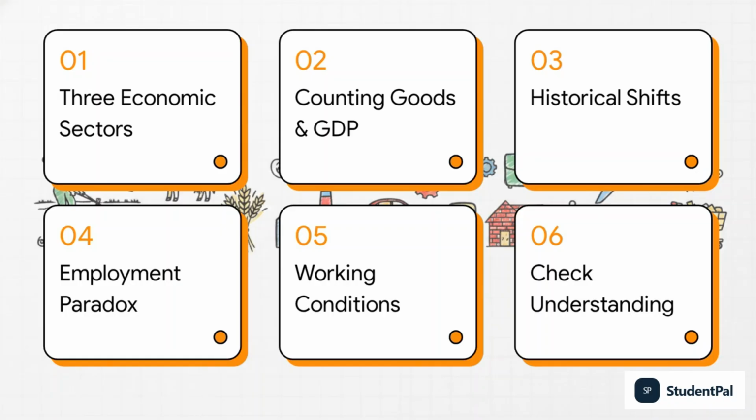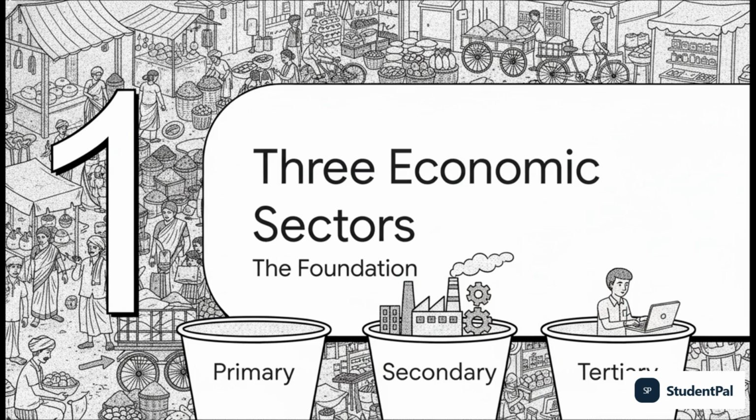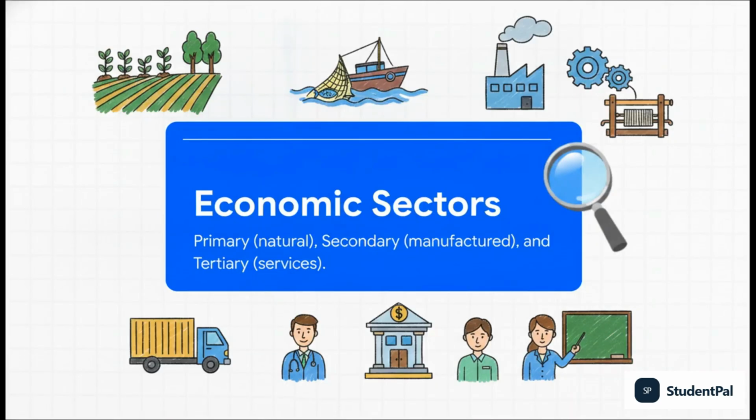Let's dive right in. All right, part 1, the 3 economic sectors. This is our foundation. So let's just look around us for a second. If you walk through any bustling market, you'll see a pretty chaotic world of work, right? To actually make sense of it all, economists classify these activities into 3 really simple buckets. Everything we do falls into one of these 3 areas.